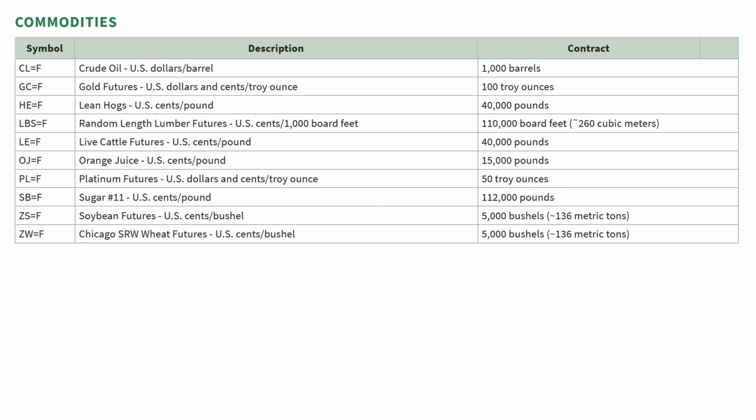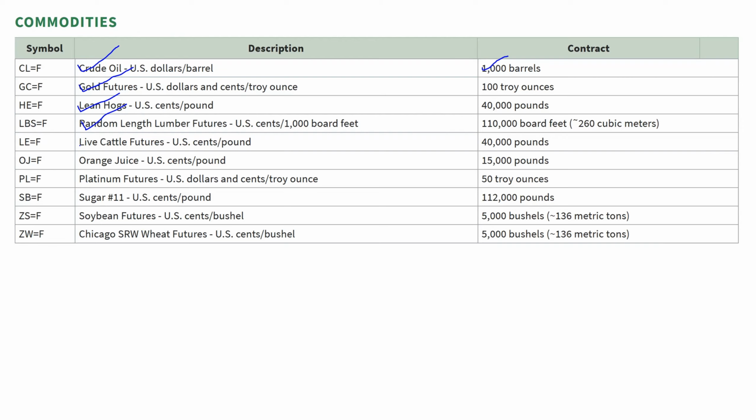So first, let's look at crude oil. Those contracts are measured in US dollars per barrel. Now, as an aside, each contract is 1,000 barrels. But let's go down this list of descriptions. Gold is also in dollars, and this is by troy ounce. But when we get to lean hogs, it's pennies per pound. And random lumber futures are pennies per 1,000 board feet.